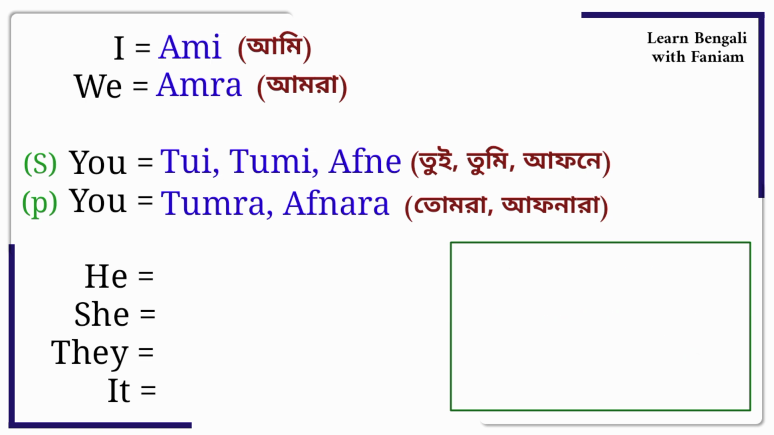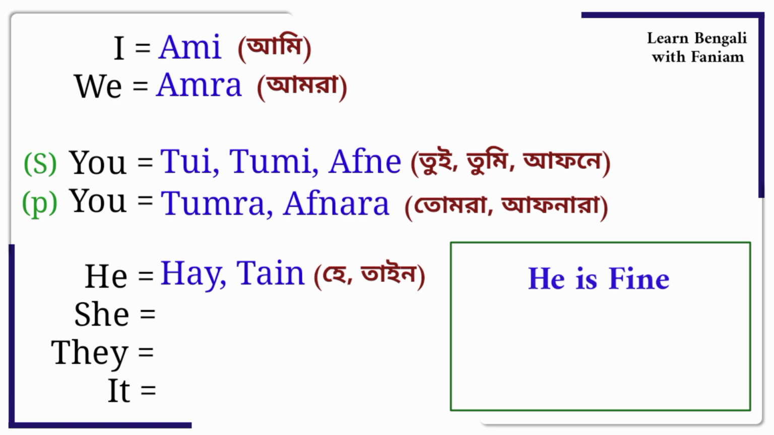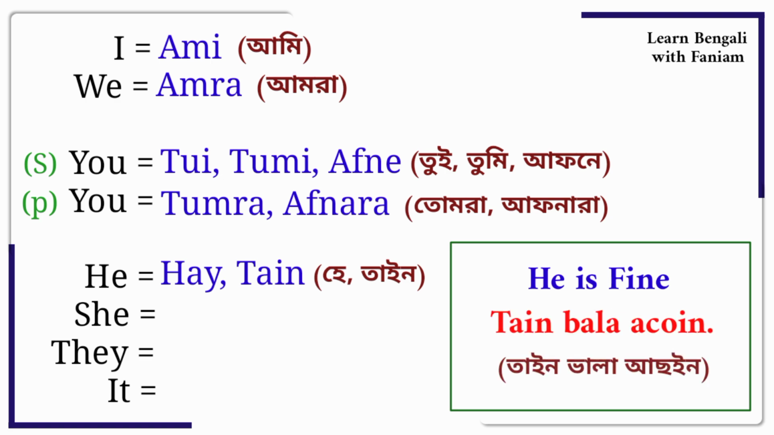Then he. For he, the Sylheti pronouns are he or thine. Two pronouns: he is for informal conversation and thine for formal conversation. Let's see an example. He is fine. He bala ase. Now thine. Thine bala asoin.